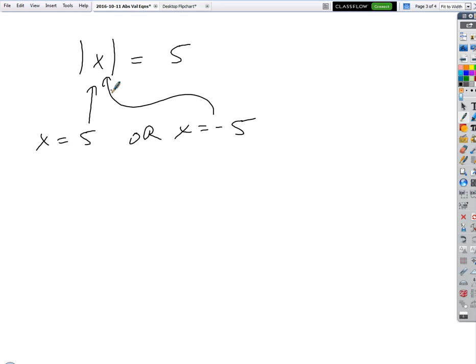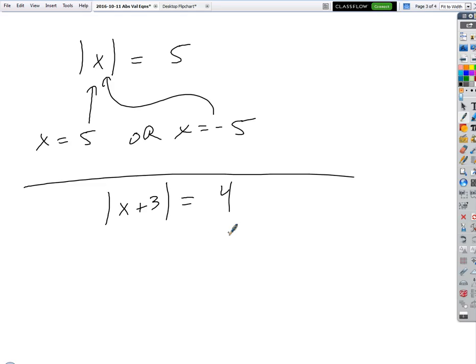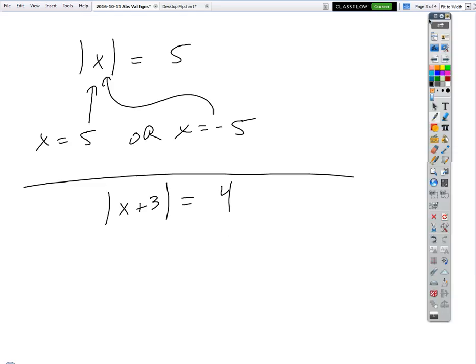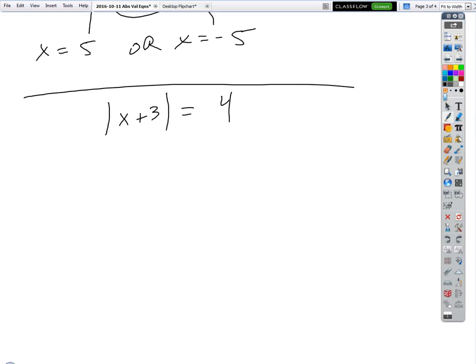So what could I do then if I had something that looked a little more complicated? What if I had something like, let's say, the absolute value of x plus 3 equals 4. Okay? It's the same idea, right? The absolute value bars are going to make whatever I put in there positive, correct?